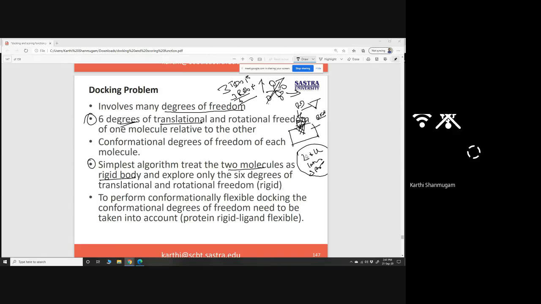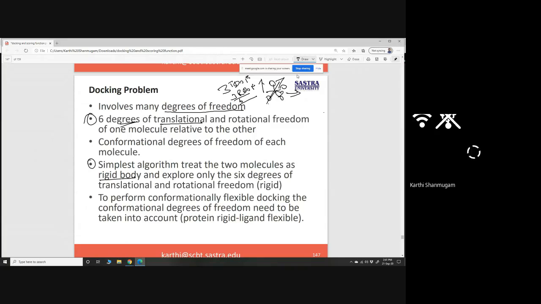Lock and key model, right? So any basic docking algorithm takes the concept of the lock and key model of molecular recognition, which is a theory that states that both the protein molecule and the ligand molecules are highly rigid. Okay, rigid body.